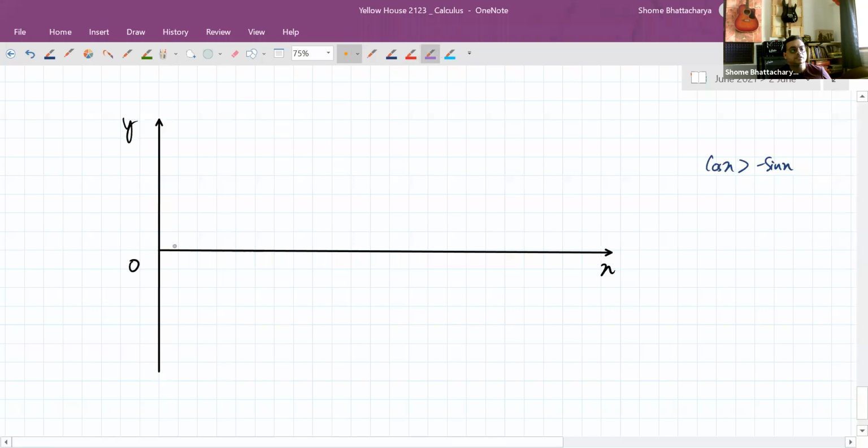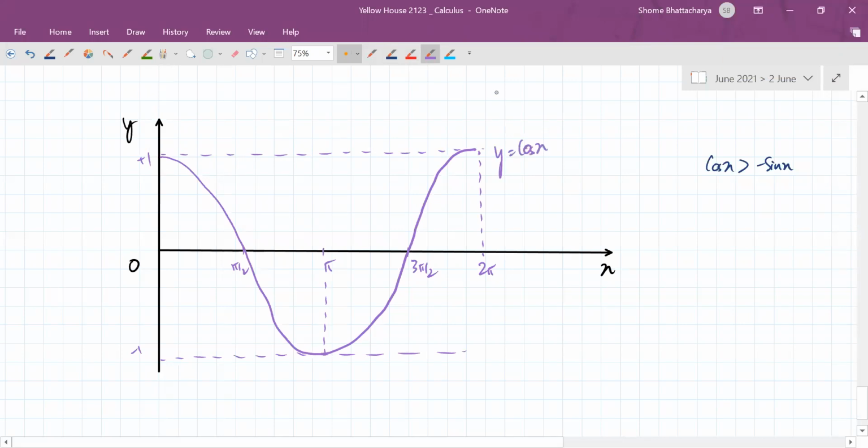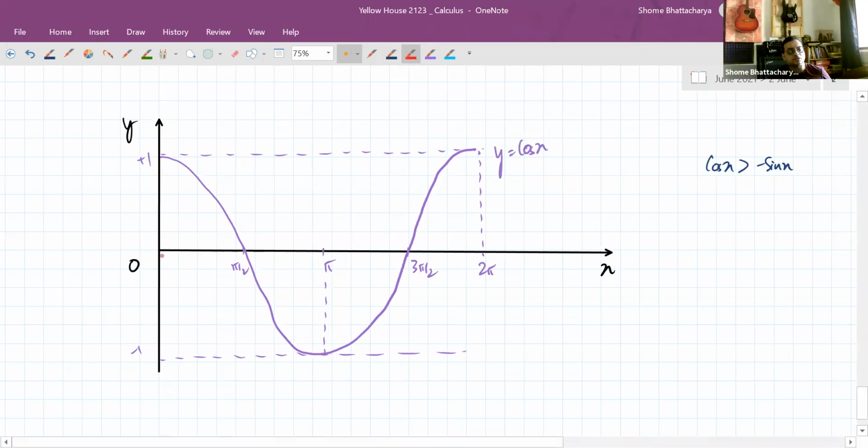Okay. So cos x was the graph that was looking like this. Okay. Now in comparison to that, how did the graph of minus sin x look like? Minus sin x was a graph like this.